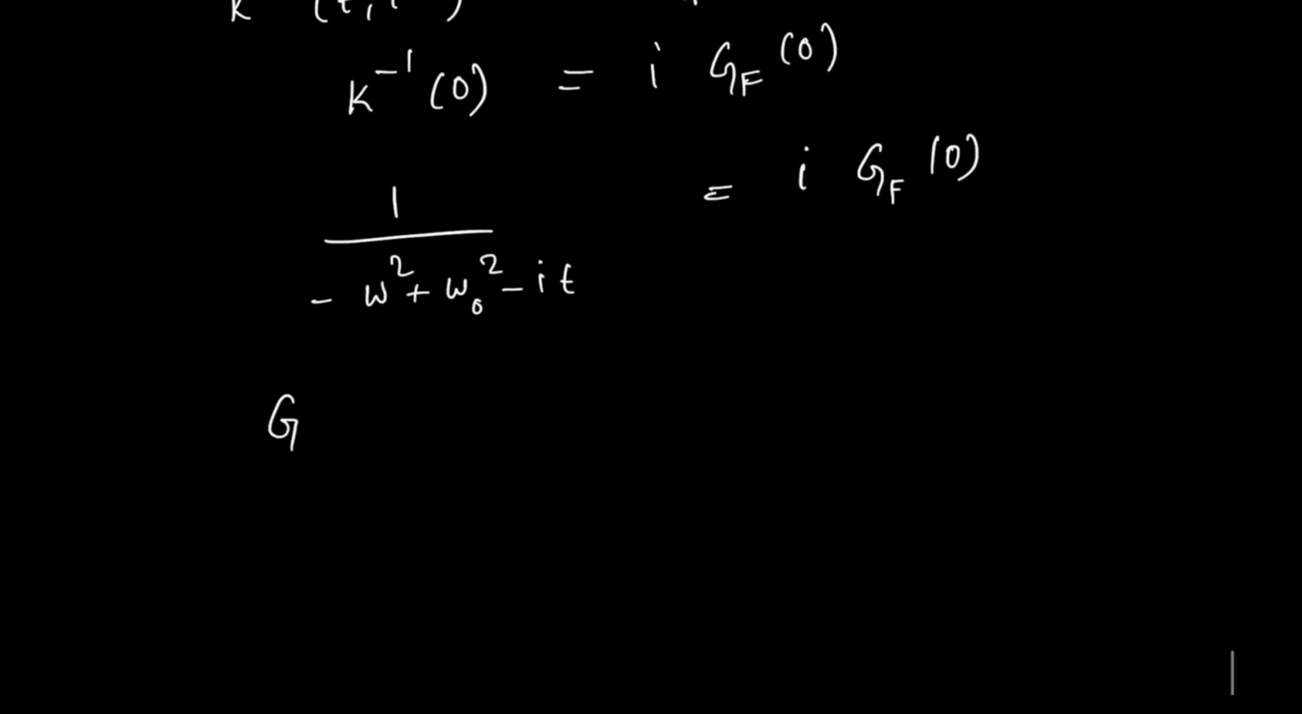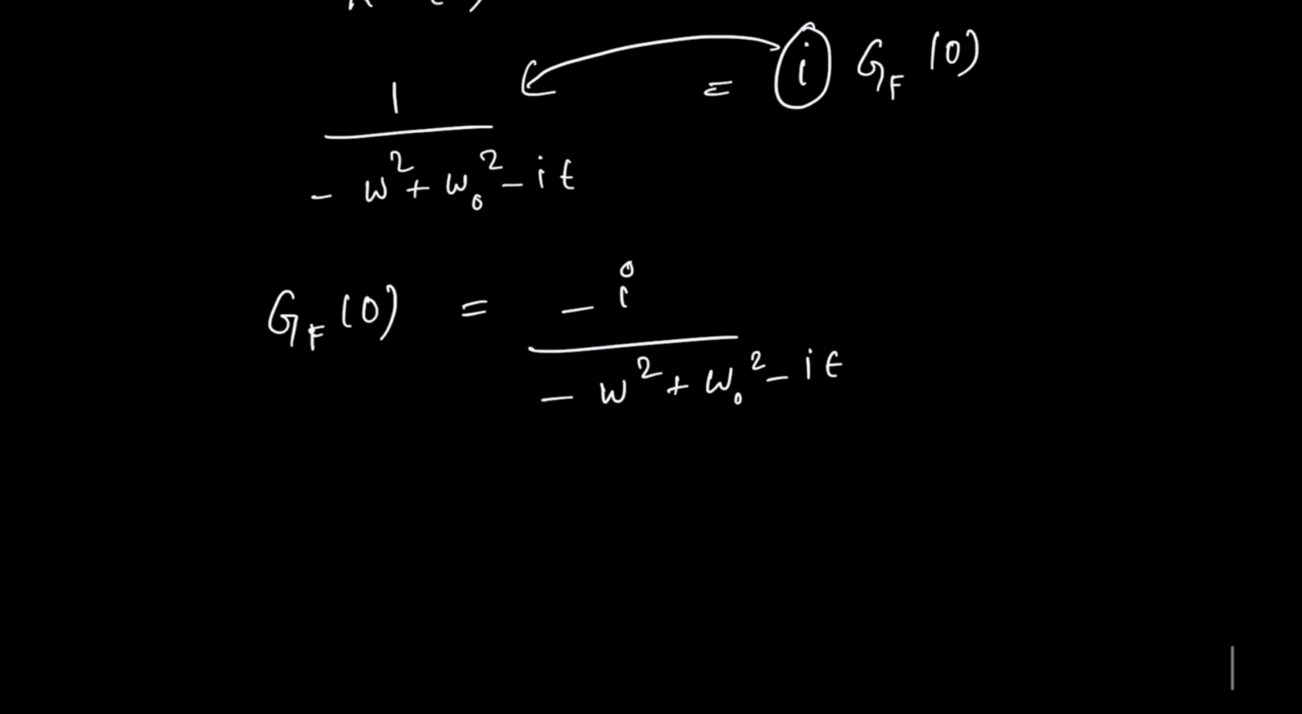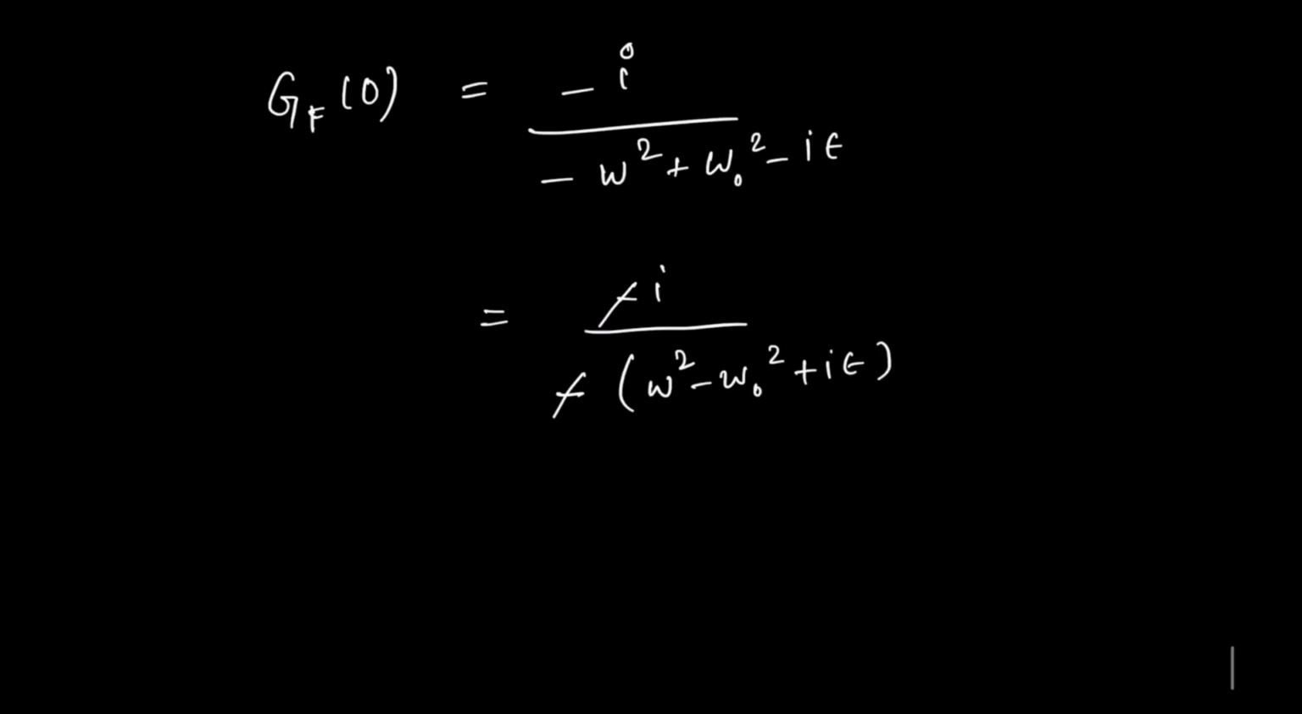So what will be the Feynman function for t equal to t prime? This i, when I take it here, will be minus i by minus omega square plus omega naught square minus i epsilon. I can take a minus outside, then omega square minus omega naught square plus i epsilon. Now I can cancel the negative. So GF is equal to i by omega square minus omega naught square plus i epsilon.